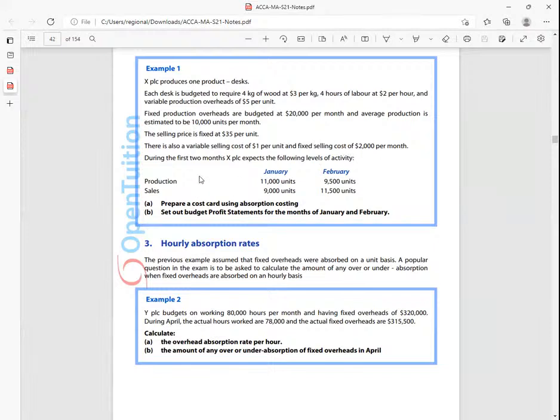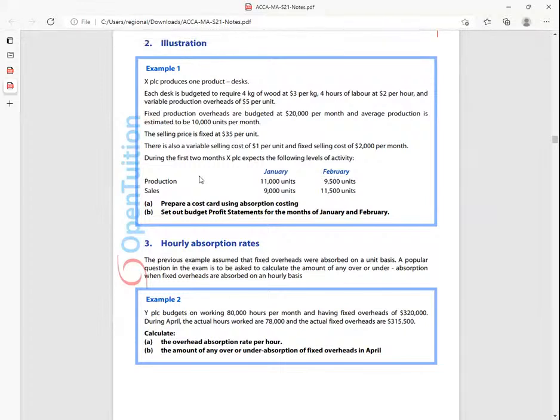During the first 2 months, XPLC expects the following levels of activity. In January, production is 11,000 and sales is 9,000. If you look at January, we have produced 11,000 and were only able to sell 9,000, meaning that the remainder of units will go into what we call closing stock, closing inventory. So our closing inventory for January will be 2,000 units.